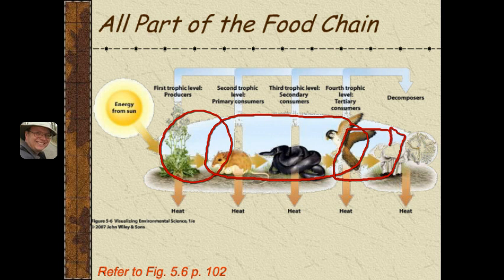Now, one thing about this figure that I don't particularly care for is that they have the decomposers at the very, very end. And you need to realize that the decomposers are operating all along here. The decomposers operate everywhere. So don't think that decomposers are just happening at the end after the last consumer. Not so. Decomposers are happening everywhere.